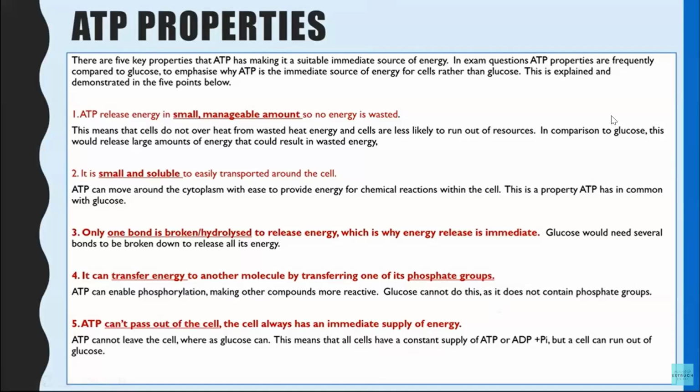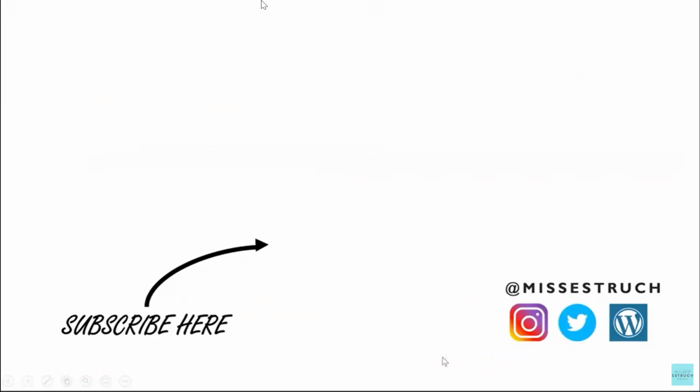The final thing is ATP cannot pass out of a cell. That means that it can't diffuse through the cell surface membrane, and there are no protein carriers which it can attach to. So every single cell has its own supply of ATP or ADP and Pi, whereas glucose can move in and out of cells through channel and carrier proteins. So a cell can run out of glucose, but a cell will always have a constant supply of either ATP or ADP and Pi. So that is it for ATP.